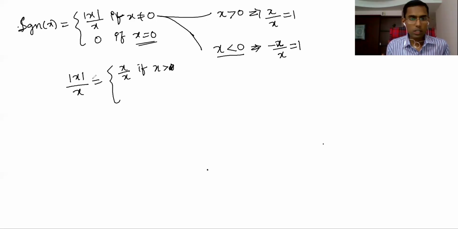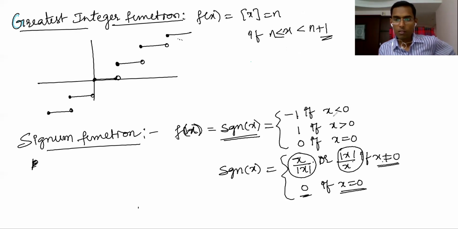Now, when x is greater than 0, mod x becomes x, so x by x is 1. That's what I wrote here. When x is less than 0, mod x becomes minus x, so minus x by x, which is minus 1. So that's what I told. Whatever I wrote, the definition is also the same. When x is less than 0, mod x by x becomes minus 1, and when x is greater than 0, mod x by x becomes plus 1.